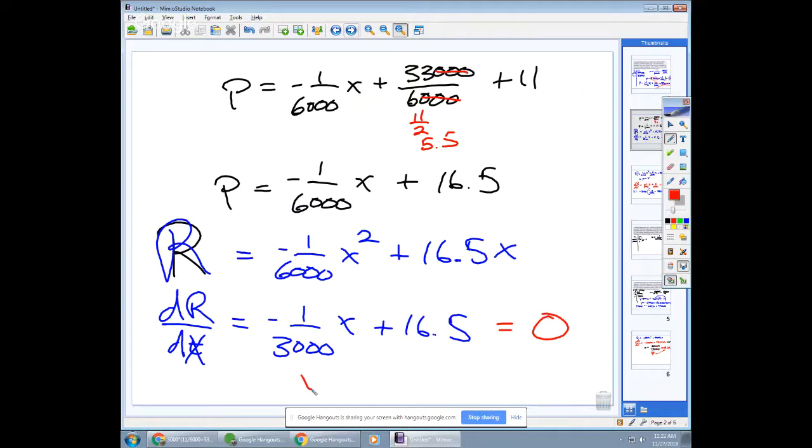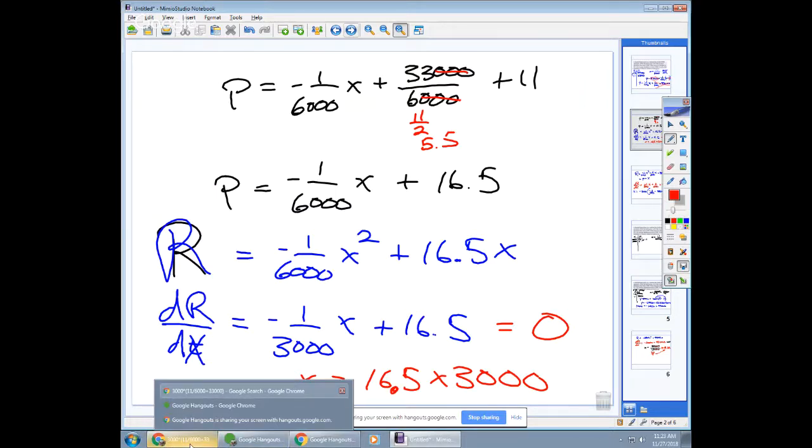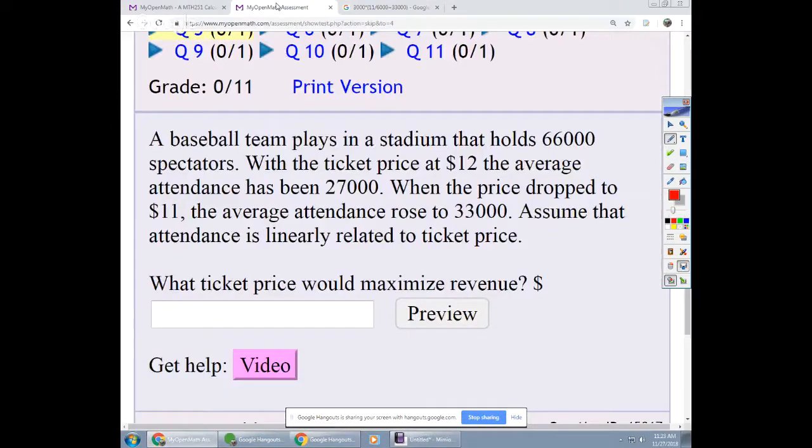And then I get X is equal to 16.5 times 3,000, which should give me the optimal number of people. What did we want to answer here anyway? We want the optimal revenue. What ticket price would maximize revenue? Yeah, so doing it the other way takes you straight to that ticket price.